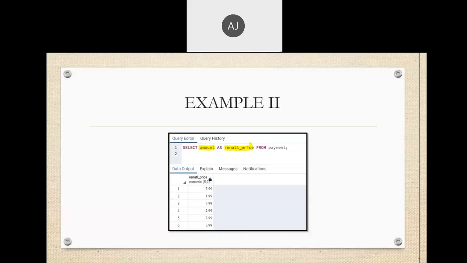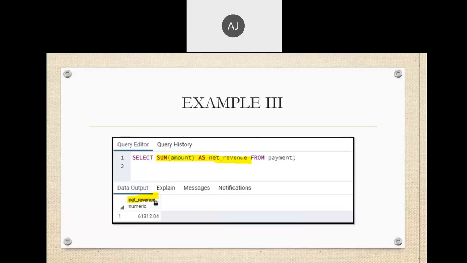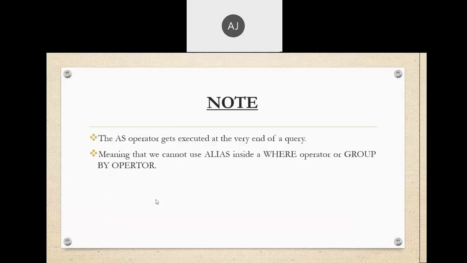So like that, the as operator will work. When we use an aggregate function with sum, as we already did, we get the net revenue. Now the important question for the as clause is where we can use it and where we cannot, and we'll discuss these points also.